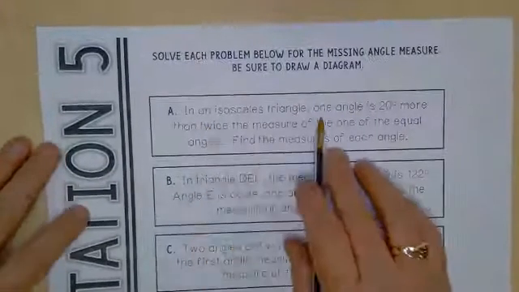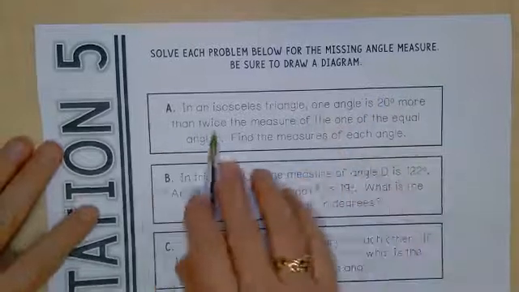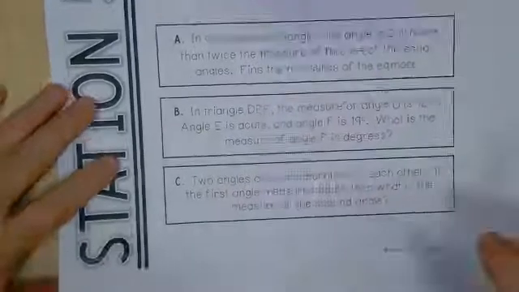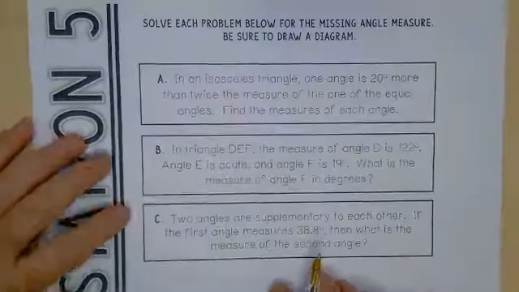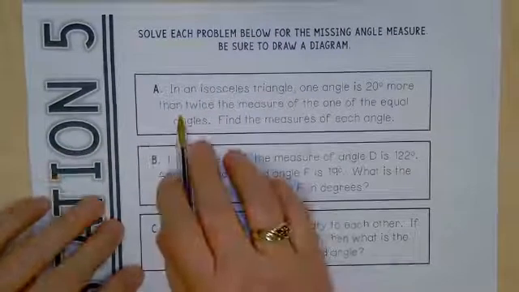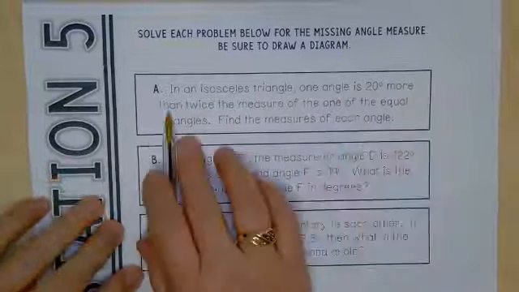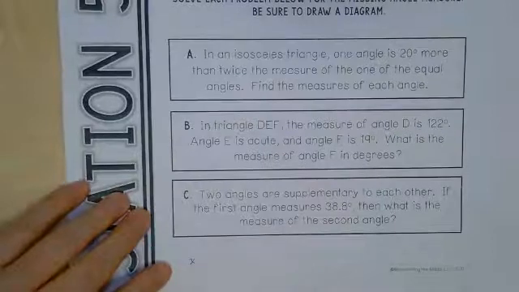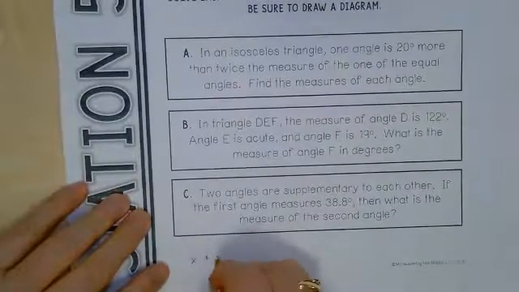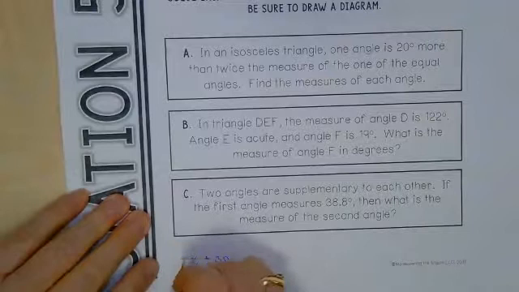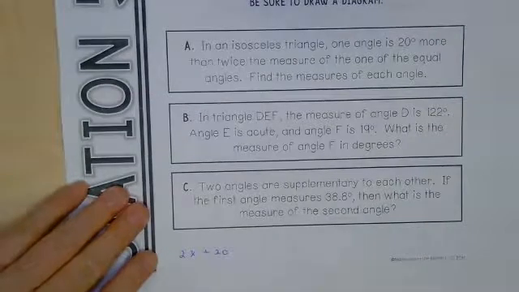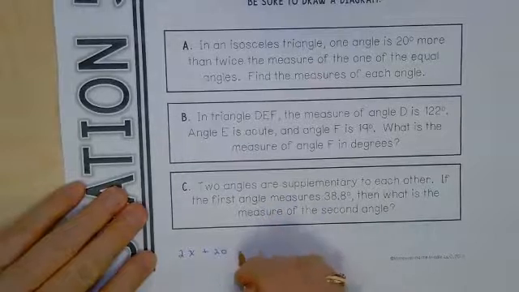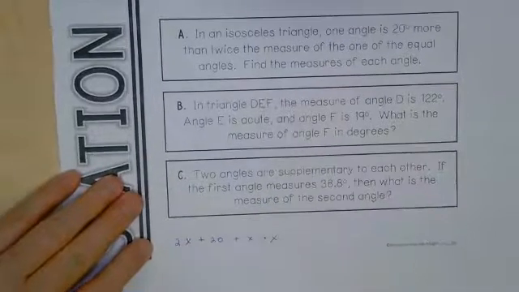An isosceles triangle, one angle is 20 degrees more than twice the measure of one of the equal angles. Find the measure of each angle. Okay, so we know we have three angles, right? So one of the angles is 20 more than twice the measure of the equal angles. So we're going to say there's an x. It's 20 more than twice the measure. Okay, so that's one of the angles. And the other two angles would be here.